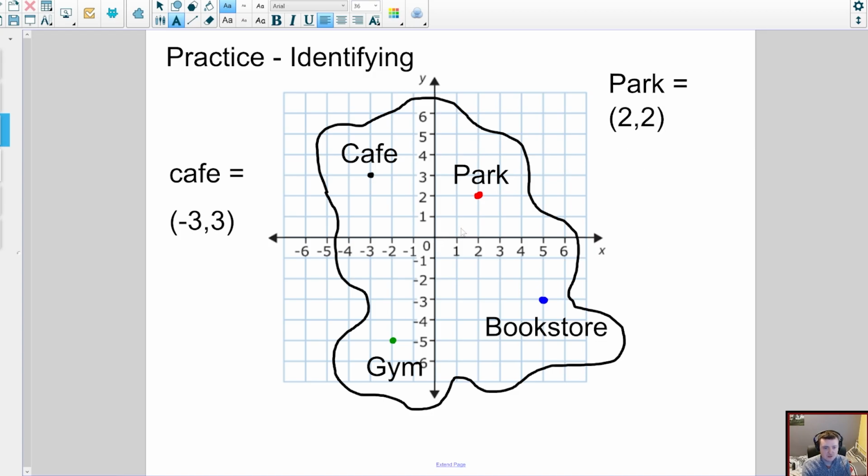The bookstore, 1, 2, 3, 4, 5 across and 3 down. So that's going to be the bookstore is (5, -3). I'm going to make sure that's all in one line so you can see it nice and clearly. There we go. Bookstore is (5, -3).